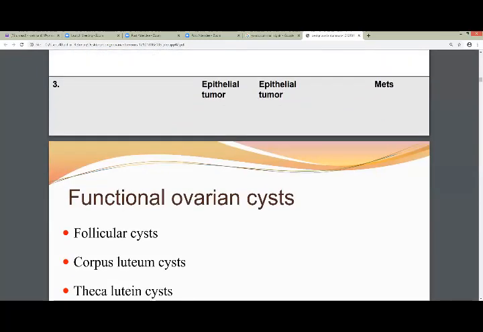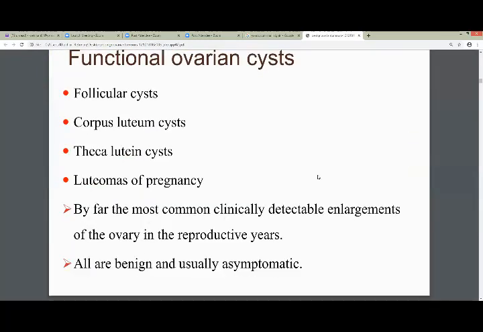Now, for the functional ovarian cysts, the different variants, as mentioned in the textbooks, are follicular cysts, corpus luteum cysts, and the theca lutein cysts. Luteomas of pregnancy can be present, which are due to the increased production of beta HCG. By far the most common clinically detectable enlargements of the ovary in the reproductive years are the functional ovarian cysts, which can arise from the follicle, corpus luteum, or the theca lutein cyst.